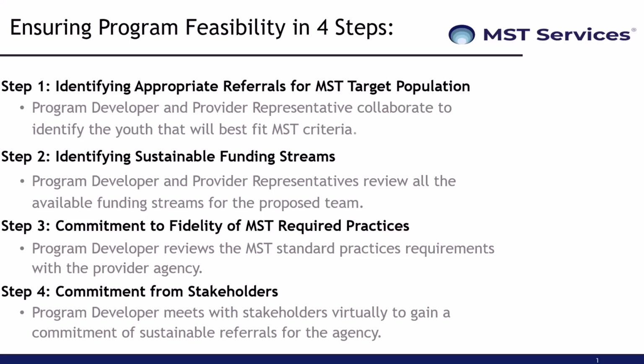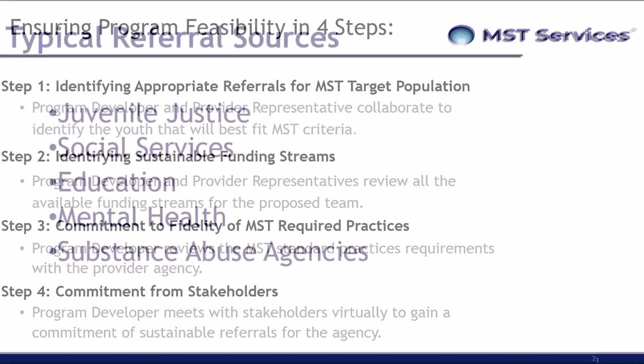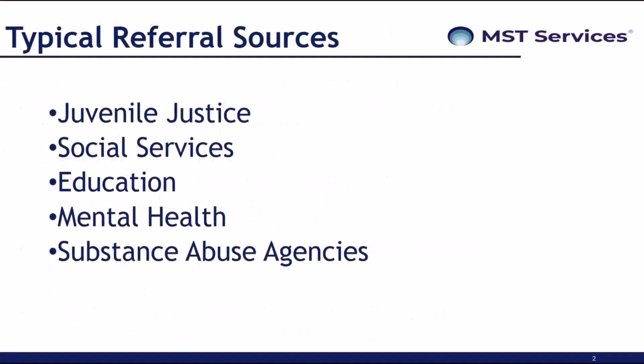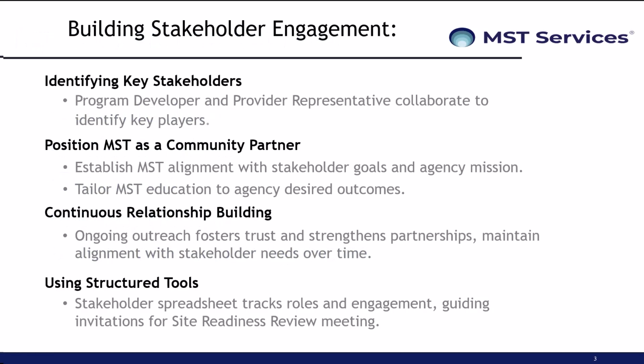Strong support from community stakeholders is essential to MST success. These may include juvenile justice, social services, education, mental health, and substance abuse agencies. Support can come in many forms: direct financial investment, referral commitments, or active collaboration. During program development, the program developer and provider representative identify key stakeholders, potential champions, and the barriers they may face in engaging stakeholders in their community. The goal is to position MST as a partner in helping stakeholders achieve their goals. Education about MST should always be tailored to each agency's mission and desired outcomes. Outreach and relationship building must maintain an ongoing, daily focus for the team and leadership.